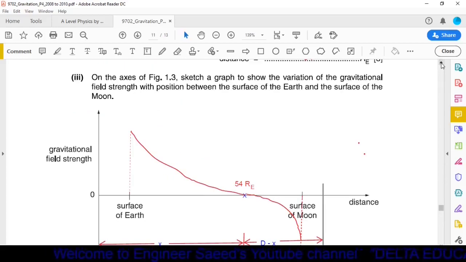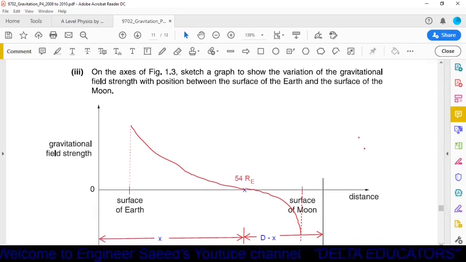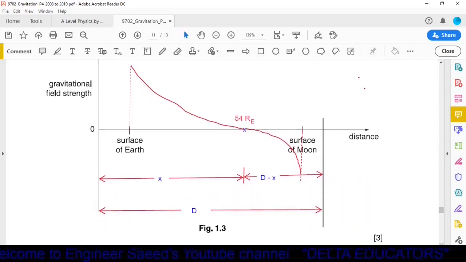Part 3. On the axis of figure 1.3, sketch a graph to show the variation of the gravitational field strength with position between the surface of Earth and surface of the Moon. Okay, it is figure 1.3. Here we have to plot a graph. It is center of the Earth. It is surface of the Earth. It is the point where the gravitational field because of Earth and Moon is equal to 0. This point is surface of the Moon and this is center of the Moon.